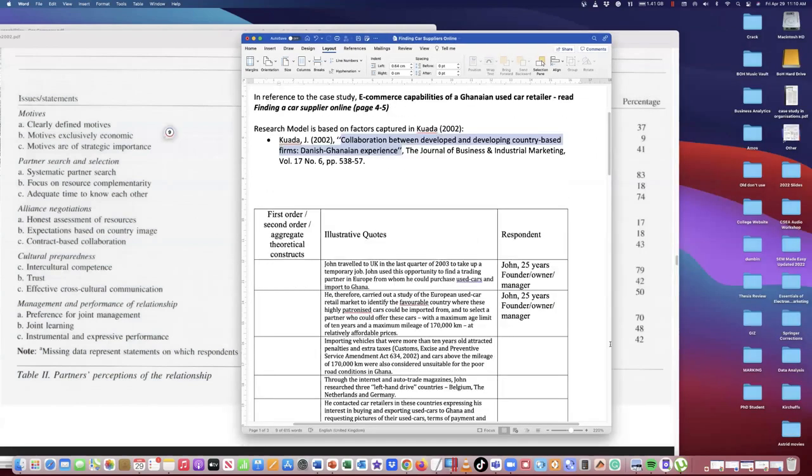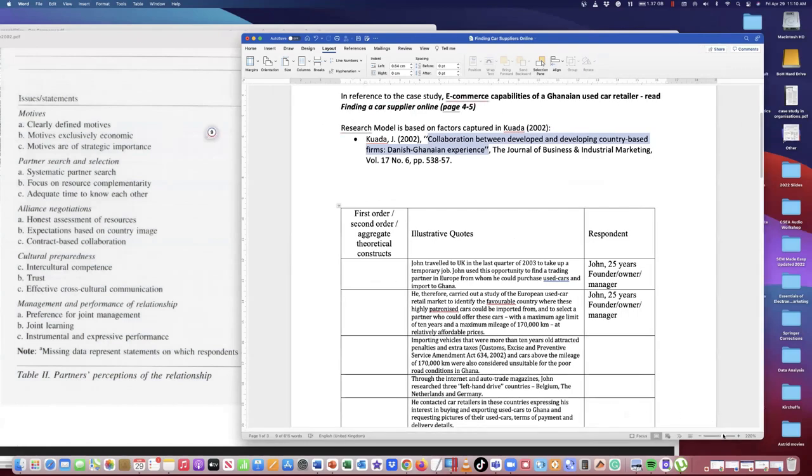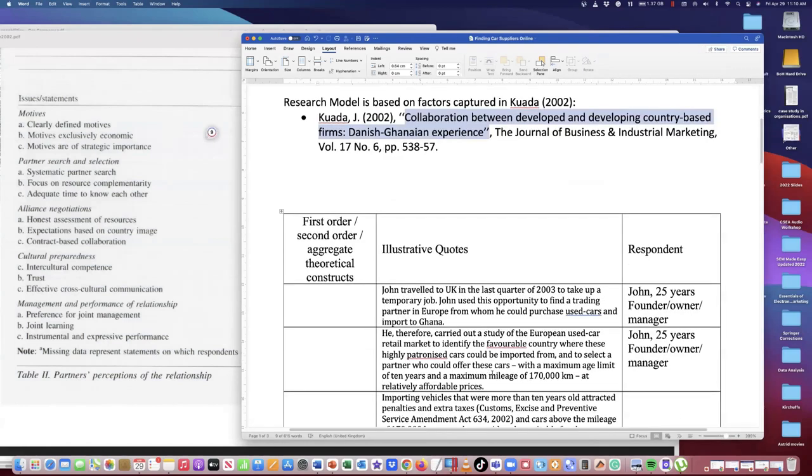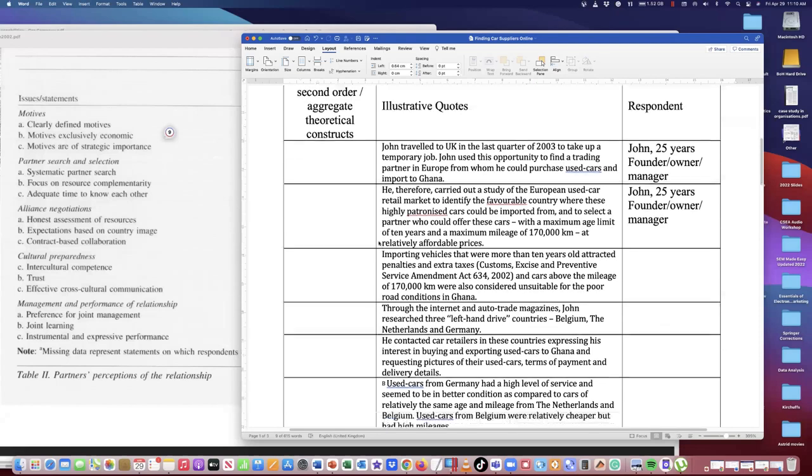Okay, now let's do the coding now. Please, can you see well? Okay. So please, help me. We'll put all the different codes here. Then after that, we will sort out. Okay. John traveled to UK in the last quarter of the year to take up a temporary job. John used the opportunity to find a trading partner in Europe from whom he could purchase. Is there anything from the theory that can help us? Or anything that's not out of the theory, but it's relevant here? So what can you see?